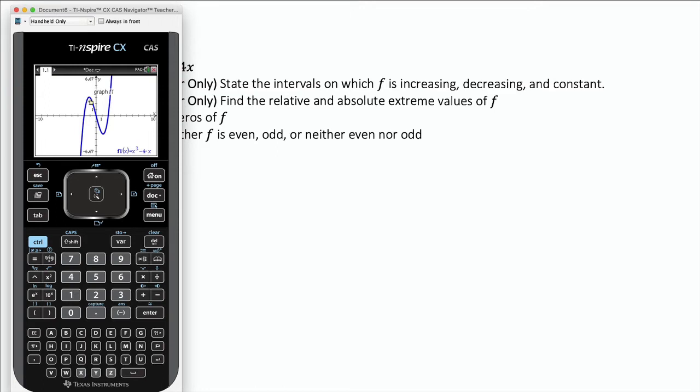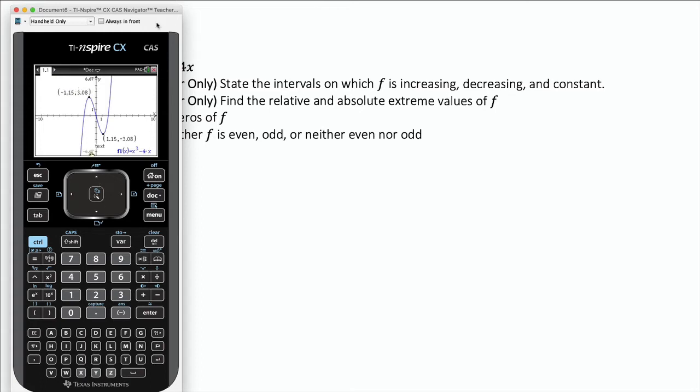This maximum point, we'll go Menu, Analyze Graph, and find the maximum. And I'll click to the left of it and click to the right of it. All right, so there is our maximum point. We're also going to need this minimum point. So let's do Menu, Analyze Graph, and Minimum. And click to the left of this minimum point and to the right. And there's that point.